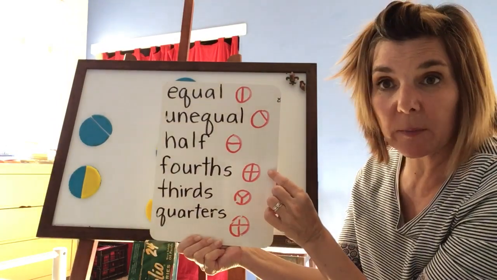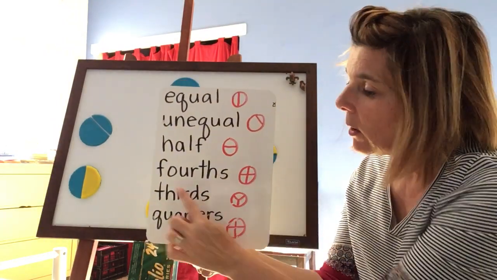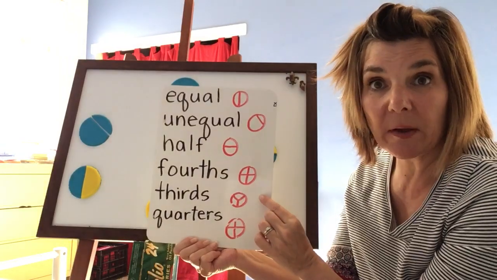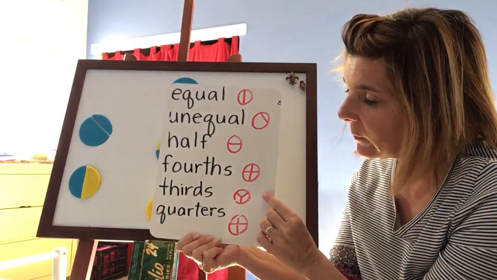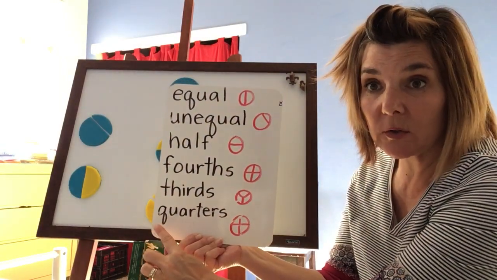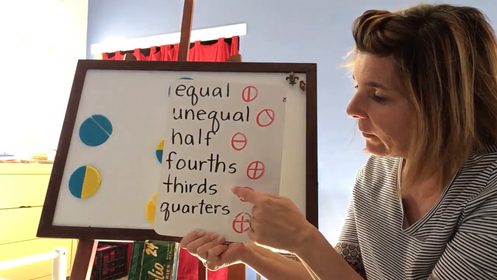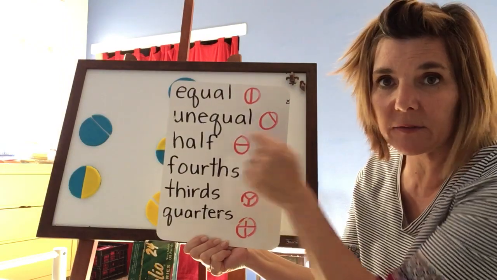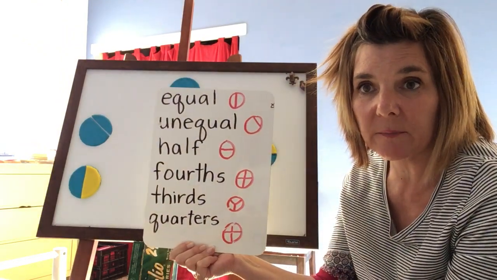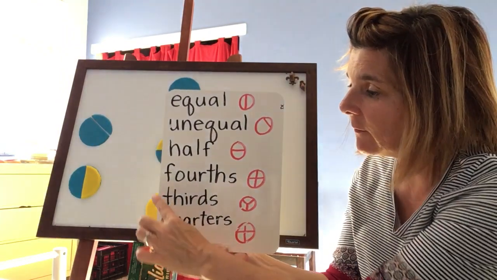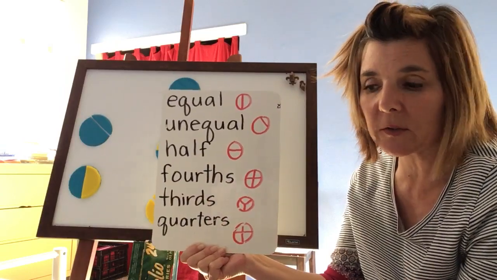Fourths, when a shape has 4 equal parts. Thirds, when a shape has 3 equal parts. Or I can also use the word quarters. And what does quarters mean again? Does it mean third or halves? What does quarters mean? It's the same as fourths, 4 equal parts.